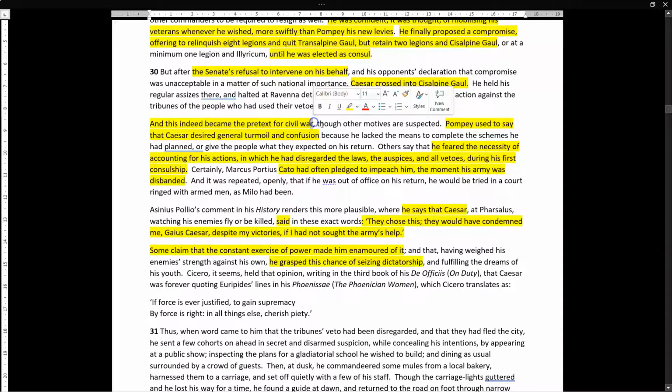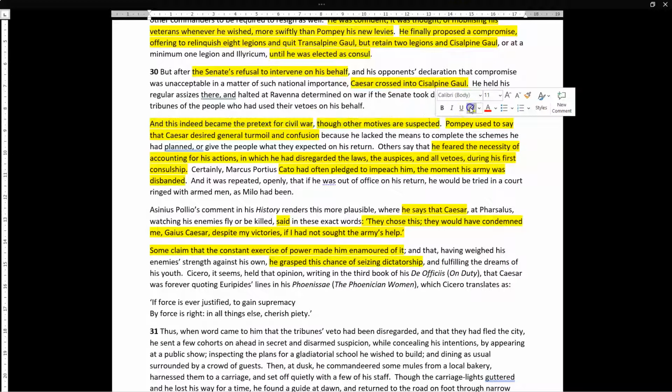Oh, I didn't highlight the R, I'll just highlight that now.